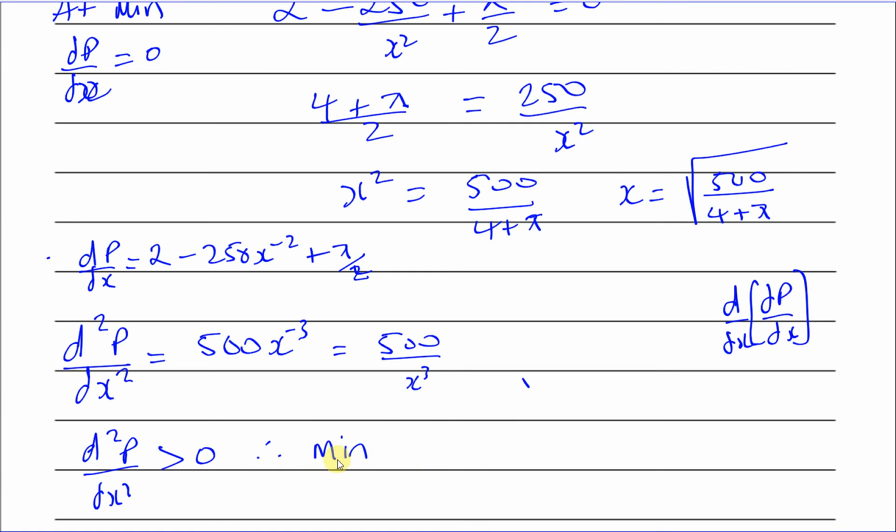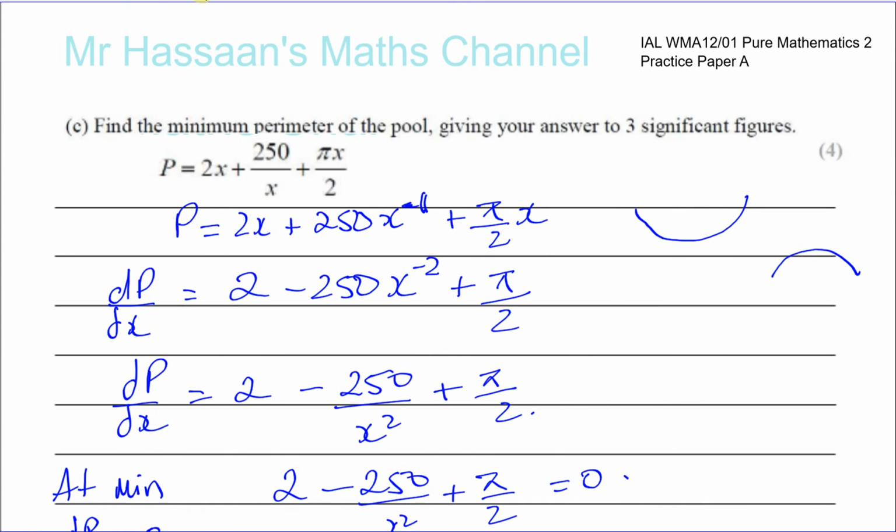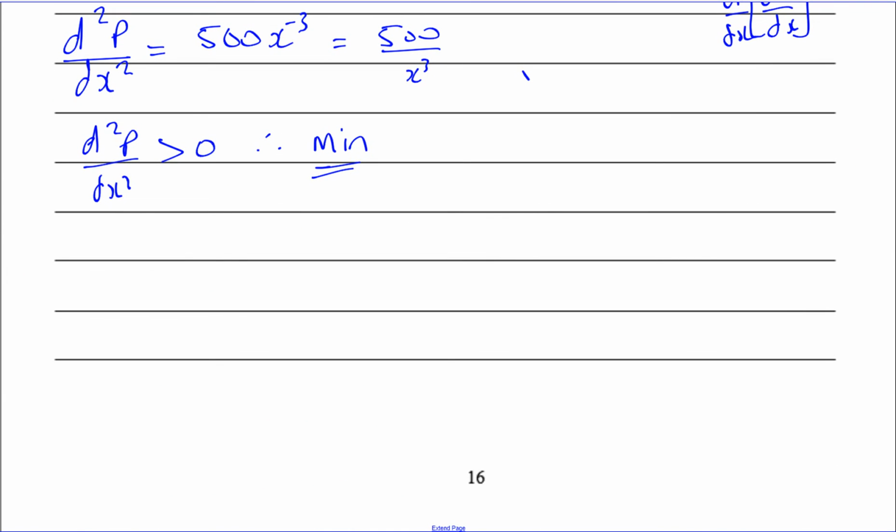You don't have to explain that, but if you find the second differential is greater than 0 for the value of x that you have, you know it's a minimum. If the second differential is negative for the value of x you have, then it's going to be a maximum. So we know for sure this is a minimum. So we proved this is a minimum. Now we want to find the perimeter. So we actually have it here. All we have to do now is substitute that value of x into this for the perimeter.